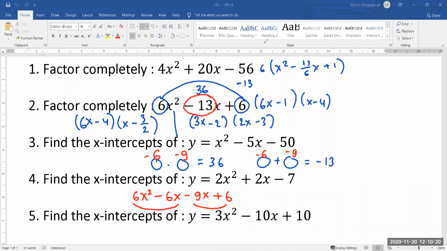I meant 4, I said it wrong. The pairs are negative 9 and negative 4. Oh, okay, that works too. So it becomes 6x squared minus 9x minus 4x plus 6. Okay, it's okay. So like this.